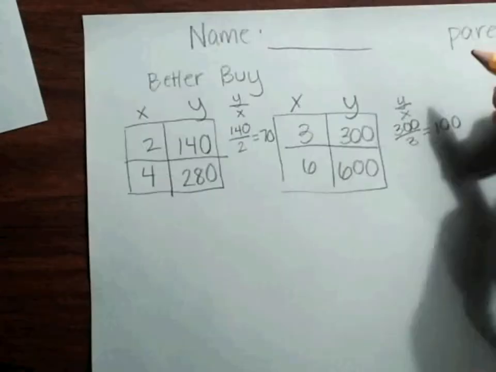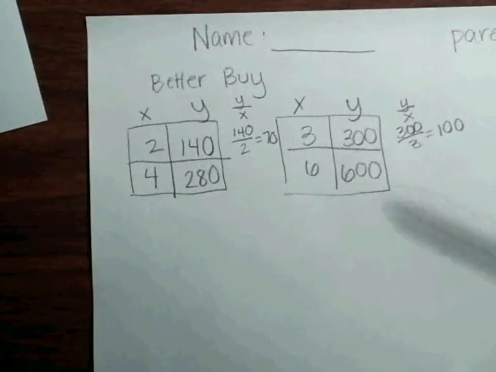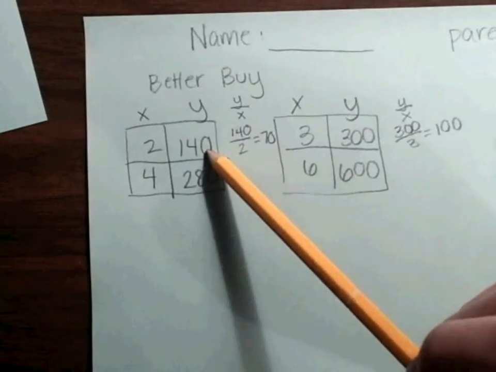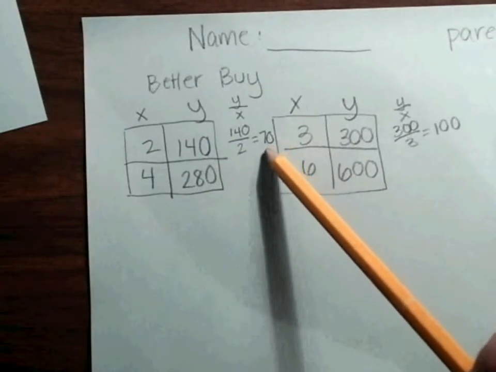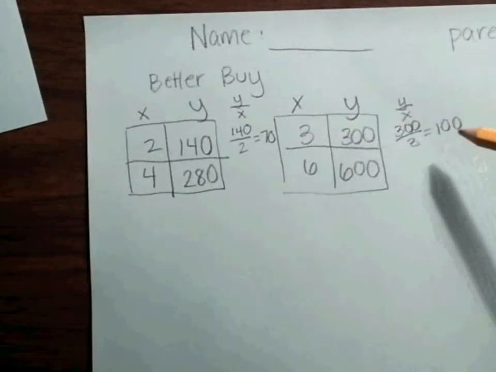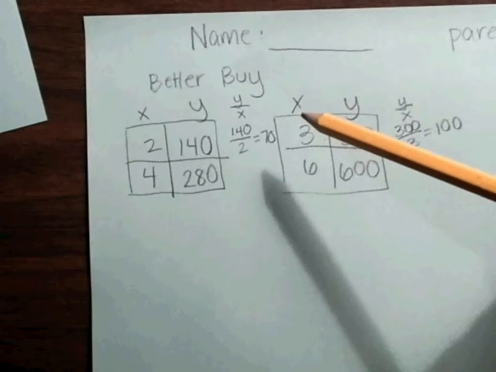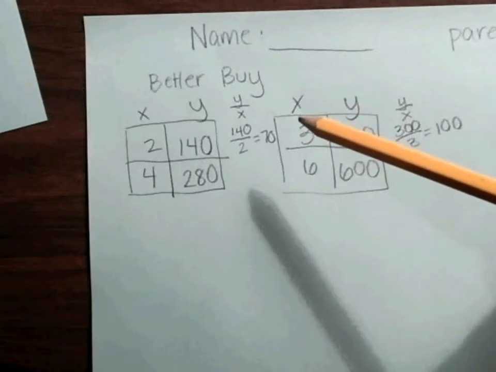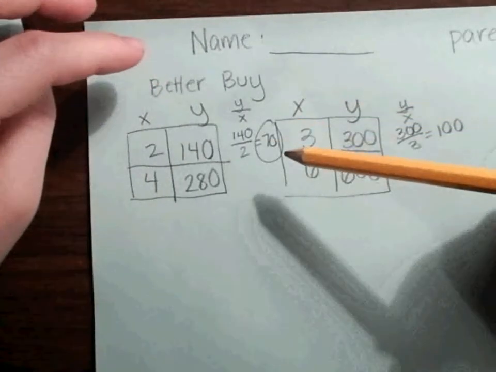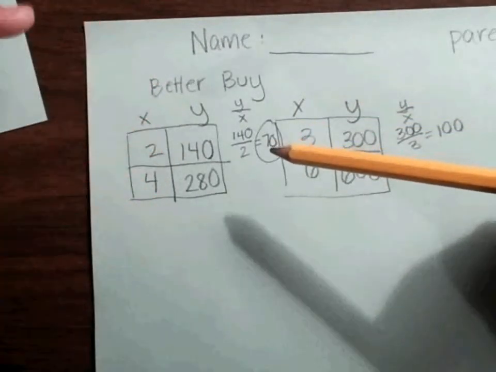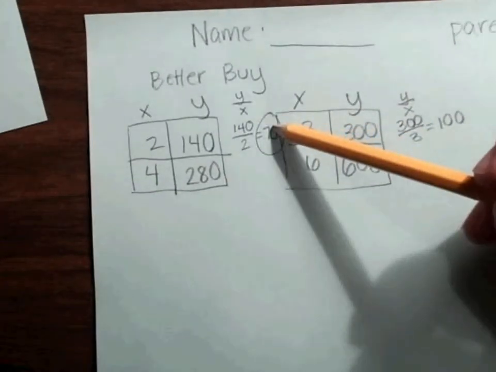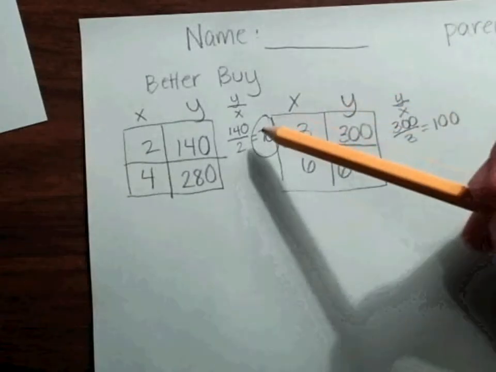Now, in this situation, which one is the better buy? I know that if 2 of something cost me 140, 1 of something is going to cost me 70. If 3 of something cost me 300, how much is 1? That's 100. When I say better buy, or best buy, or best bang for your buck, I'm looking at saving money, right? And this one is cheaper, because one of these costs 70 and one of these costs 100. So this is the better buy.